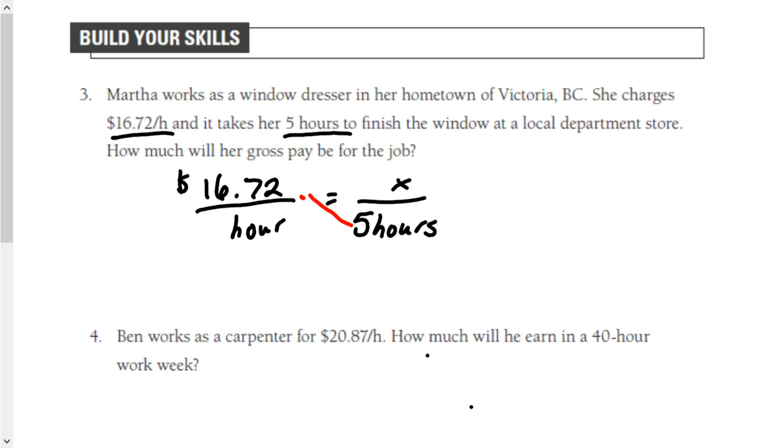We cross multiply. So this is $16.72 times 5 is equal to X. 16.72 times 5 gives us $83.60 for the answer.